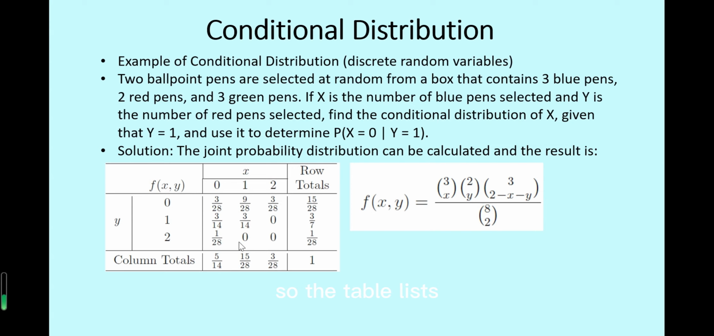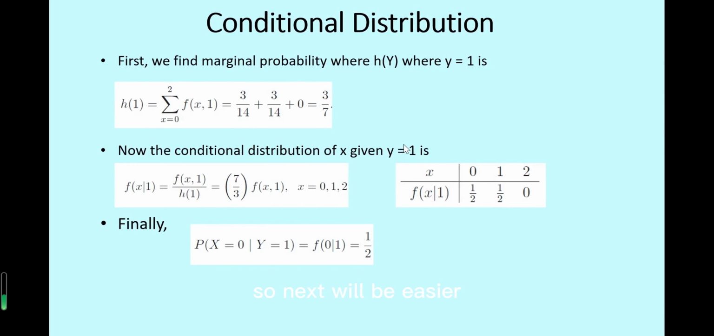The table lists all probabilities for each different x and y and their marginal probabilities, and the total probability summation is 1. So next will be easier. We first find the marginal probability h(y) for y equals 1. Then we just sum all f(x,1) values when y equals 1. So there are about 3 of 7, which is h(1).